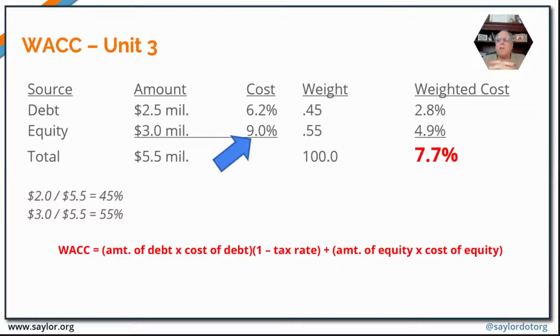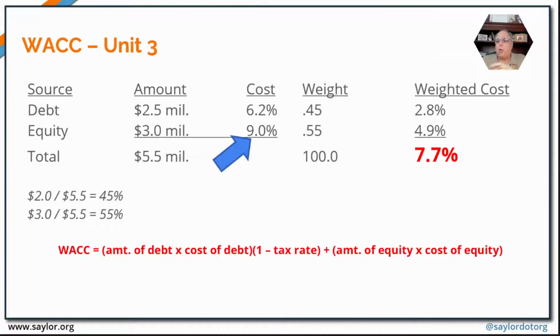Now, the cost of debt we said would be 6.2%. That was the interest rate that the bank is going to charge us for the loan. And we put down a cost of 9% for equity, again, based on the expectations of our shareholders. The debt to equity ratio in this case is 45-55. We are using 45% debt and 55% equity, so more equity than debt.